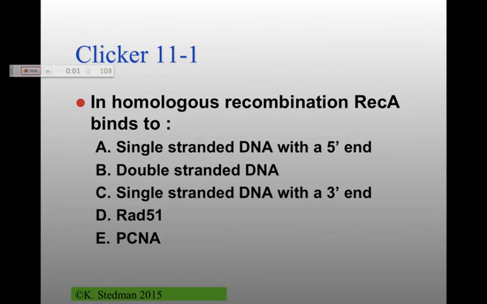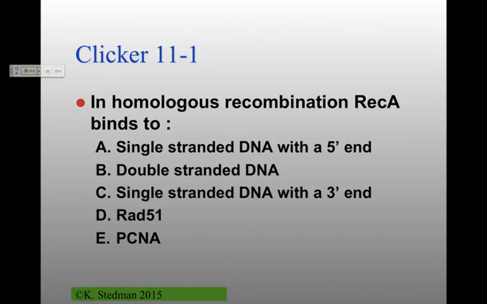Okay, so why can neither D nor E be correct? Both D and E are eukaryotic proteins. Rec-A is a bacterial protein. So I had to come up with some way of getting some of those answers. Fortunately, not very many people answered that. So that brings us to single-stranded DNA with a 5' end, double-stranded DNA, single-stranded DNA with a 3' end.